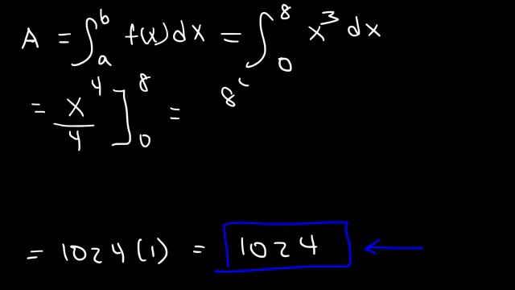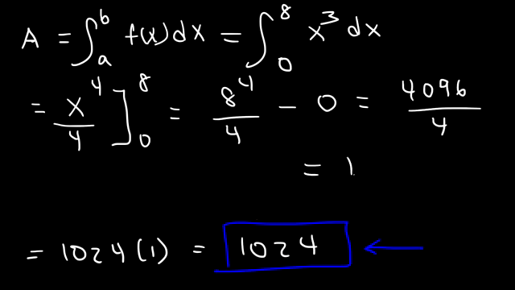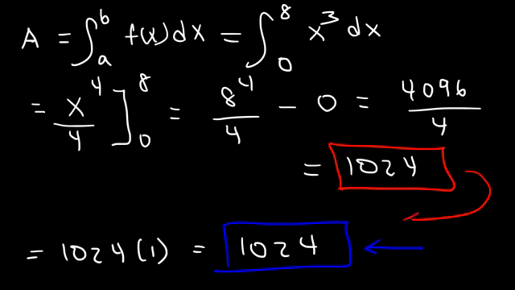So this is going to be 8 to the fourth over 4 minus 0. Now 8 to the fourth, we know this, it's 4096. And we know that 4096 divided by 4 is 1024. So evaluating the definite integral is a lot faster, but sometimes you may get a free response problem and you have to do so using the limit definition. Nevertheless, you can confirm if you have the right answer by finding the value of the definite integral.